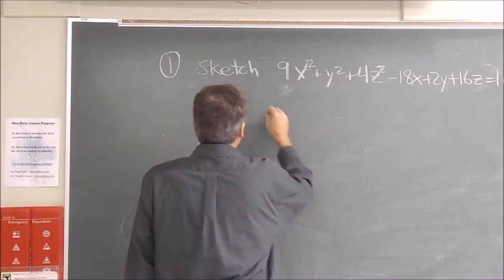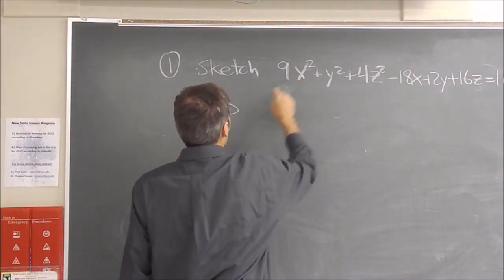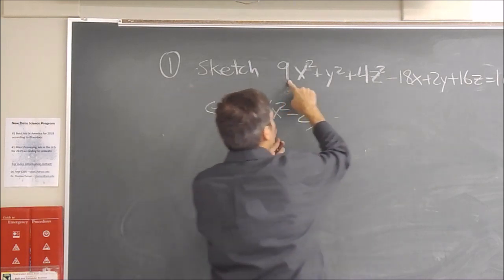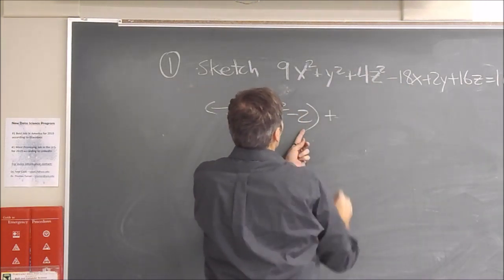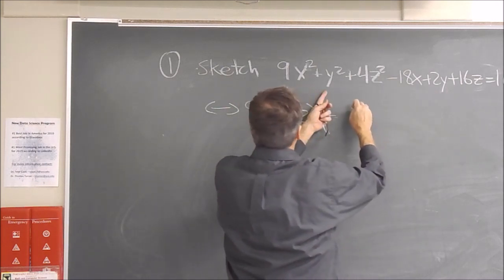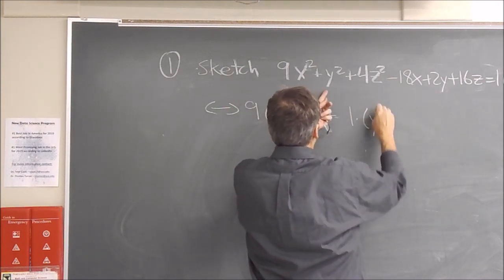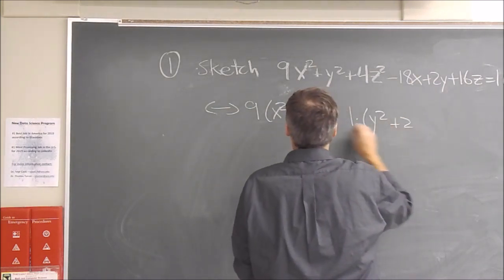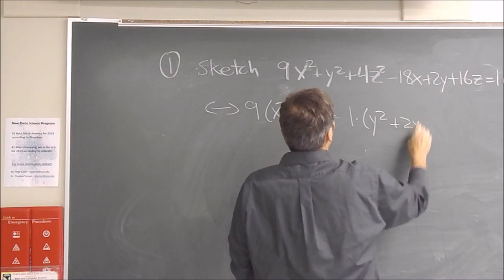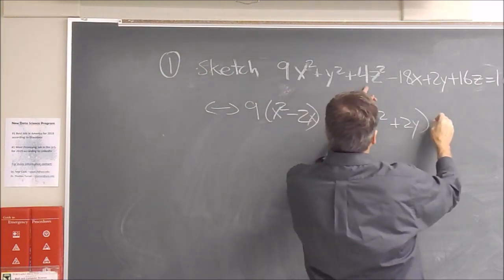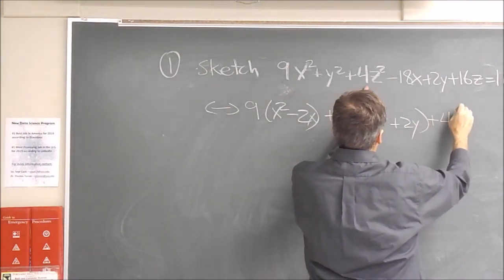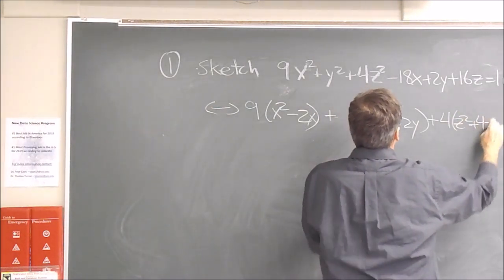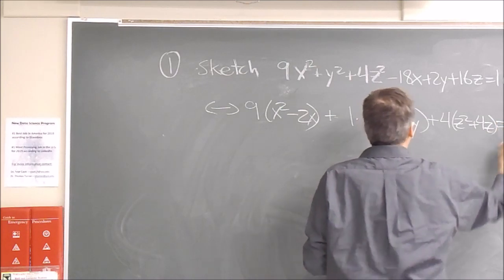So what you do is you collect all the x terms with the coefficient of x squared factored out. You write that as 9x squared minus 18x. Then you collect all the y terms together with the lead coefficient of y squared pulled out. 1 times y squared plus 2y. And then the z terms with the coefficient of z squared pulled out. 4z squared plus 4z, all equals 10.